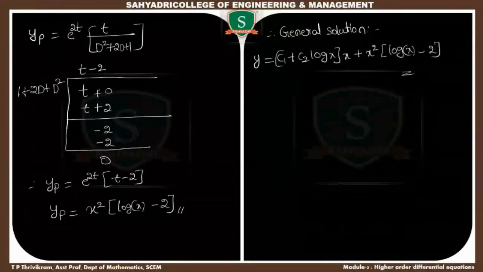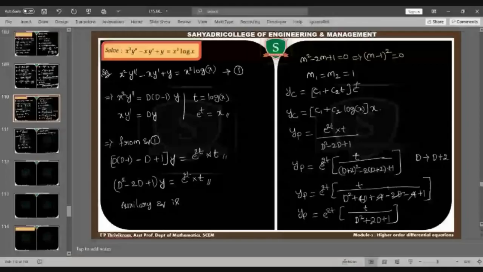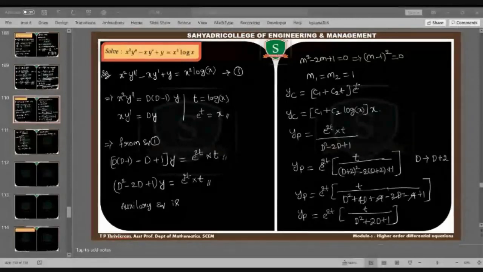Let's go through it. So take one minute for each slide so that you'll get clarity on this. Oh, it is not visible. Now is it visible? Yes, sir. So take one minute for each slide. We'll do one more last problem on Cauchy's and tomorrow we'll go for Legendre's.